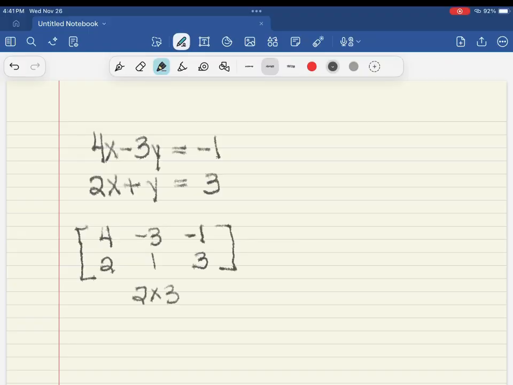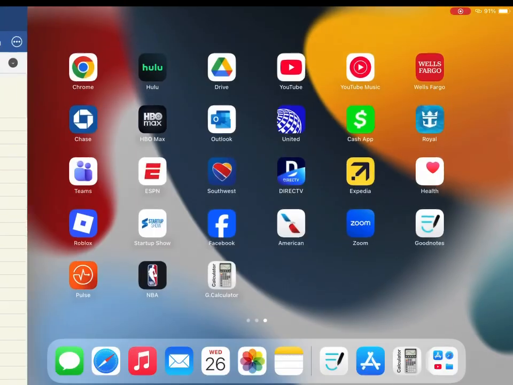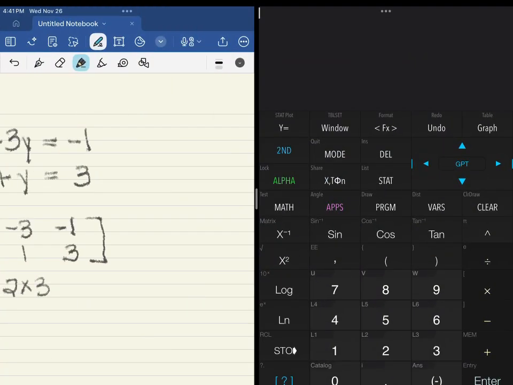Perfect. Now let's go to our graphing calculator. I'm going to pull up my graphing calculator app. The one that I use is the G.calculator. I have the paid version of this.